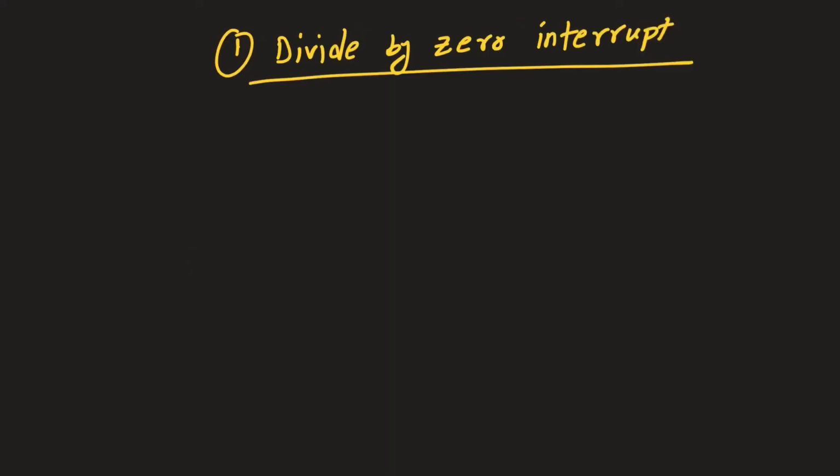So the first one is divide by 0 interrupt. The divide by 0 interrupt is actually generated internally by the processor whenever any number is either divided by 0 or the result of the division is too large to be stored into the destination. This divide by 0 is non-maskable. As this is non-maskable, that is, as it cannot be disabled, we have to be careful while writing a program so that this type of interrupt doesn't occur.